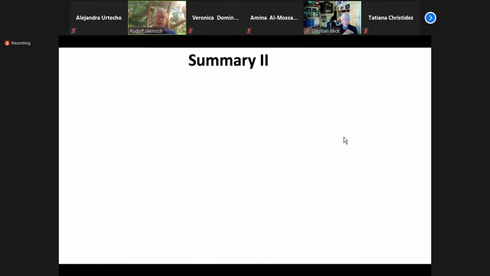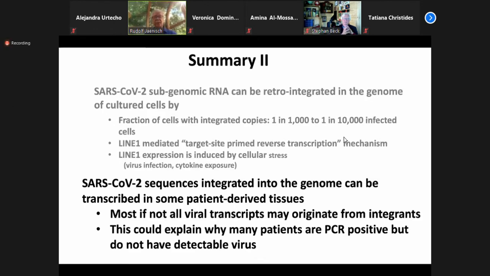So let me summarize in my second summary. SARS-CoV-2 sequence integrated into the genome can be transcribed in some patient-derived tissues. Most, if not all, viral transcripts may originate from integrants in those, in the absence of viral replication. And this could certainly explain why many patients are PCR positive long after one cannot detect any virus anymore.